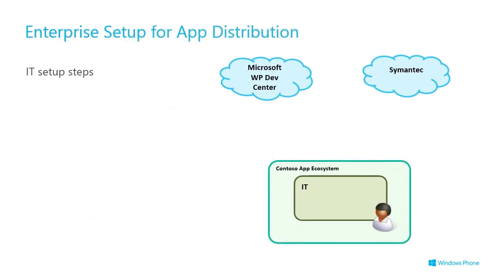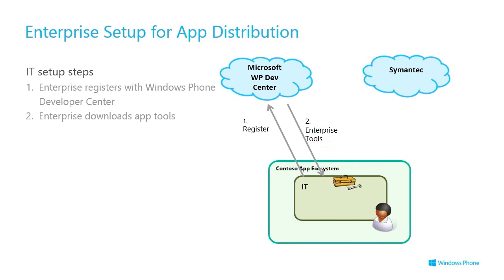So here's the step through, your IT setup steps. You can see all this build slide going. So the first thing, enterprise registers with the Windows Phone Developer Center. Just like you do as an individual, now the company's going to do this. And then the enterprise downloads some app tools.